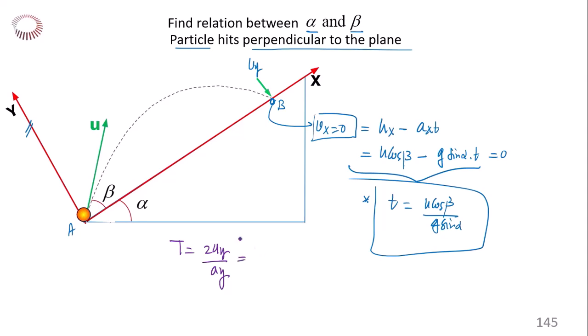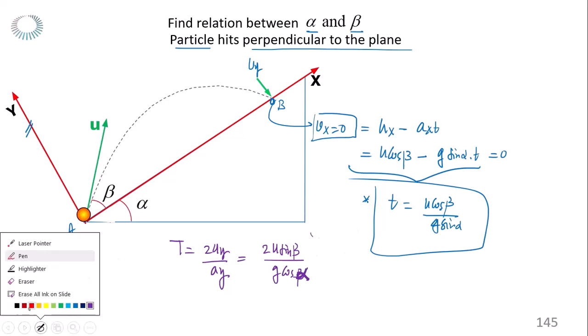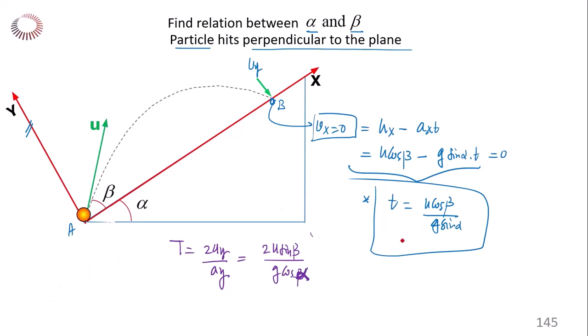So, Uy is how much? U sin beta. And what is Ay? G cos alpha. Because the angle of inclination is alpha, not beta. Now, if I equate these two numbers, then the required relation will come. So what I am saying is that 2 times U sin beta divided by G cos alpha should be equal to U cos beta by G sin alpha.